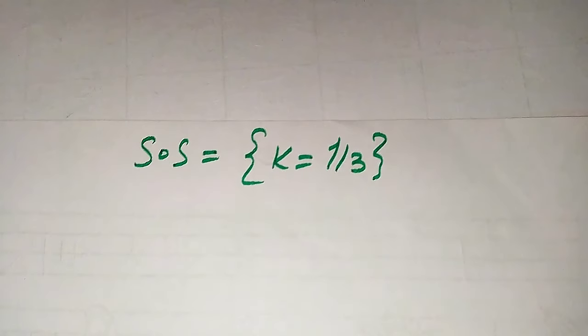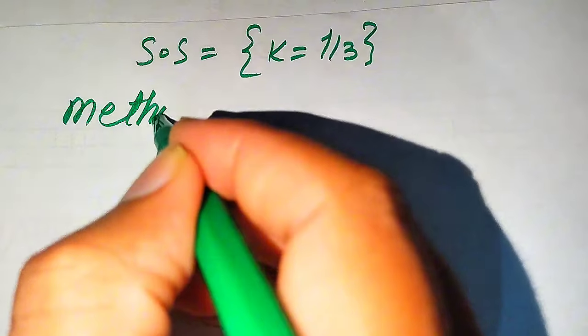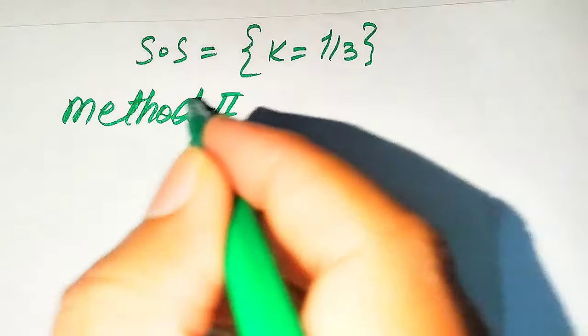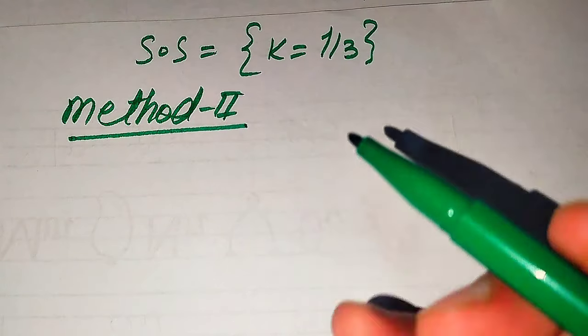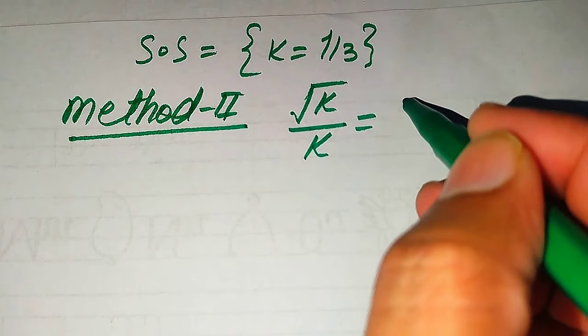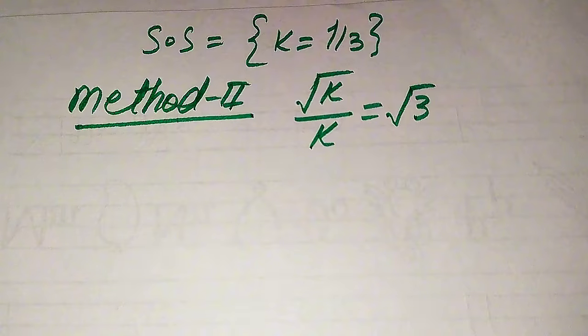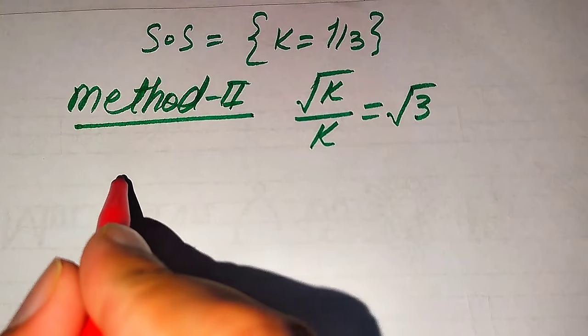And now we again solve this problem by a second method, and in the second method we need to copy down the given question statement here, and the given question statement is square root of k divided by k is equal to square root of 3. And in this method I can give you another technique in which you get the roots of this equation in a very quick and easy way.